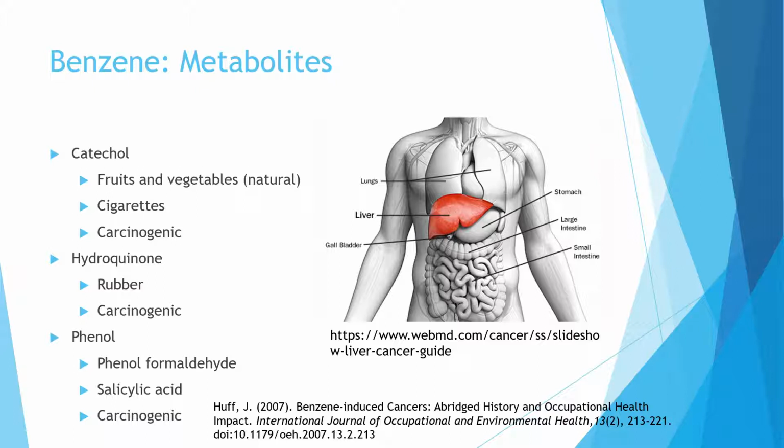Phenol is also known as phenylformaldehyde. I think we're all familiar and have heard of formaldehyde before, but it's also used to make salicylic acid sometimes. But phenol is also carcinogenic. It has been shown to cause skin cancer in mice and leukemia in rats. So the 3 common things of all these metabolites is they're all carcinogenic, and that's going to come up later when we discuss in depth the health effects of benzene.